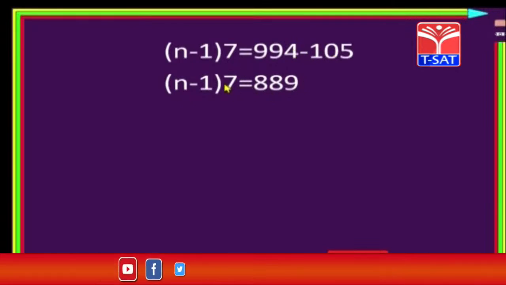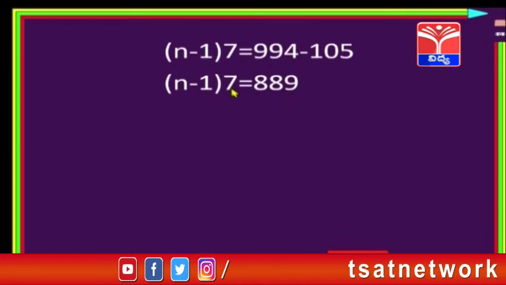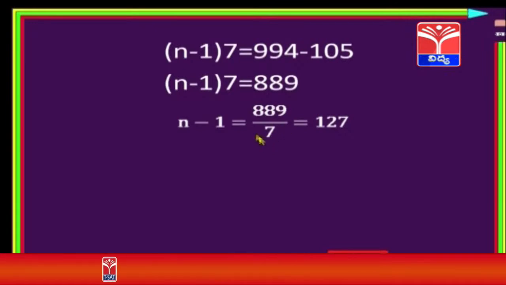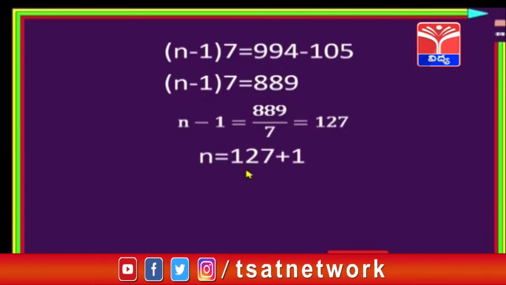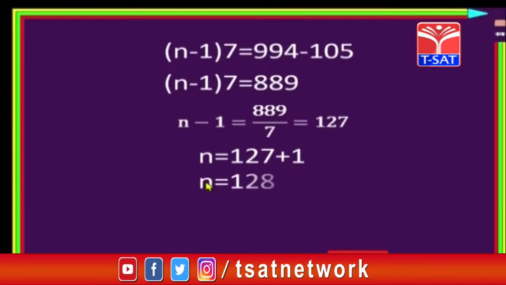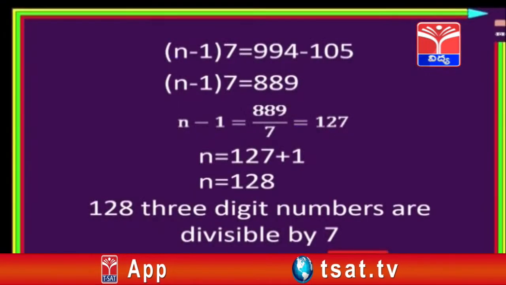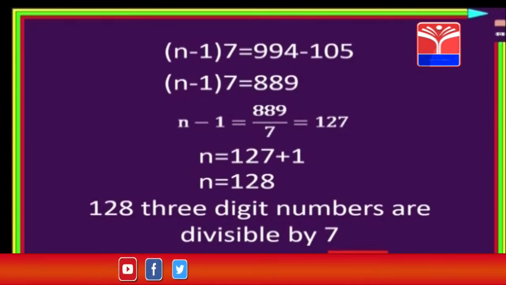Now 7 is multiplying n minus 1, so bringing it to the right-hand side, it will divide. So n minus 1 is equal to 889 by 7. 7 ones are 7, 18 remaining. 7 twos are 14, 4 remaining. 49, 7 sevens are 49. So n minus 1 is equal to 127. Then n is equal to 127 plus 1, so n is 128. By using arithmetic progression, we have found there are 128 3-digit numbers which are divisible by 7.